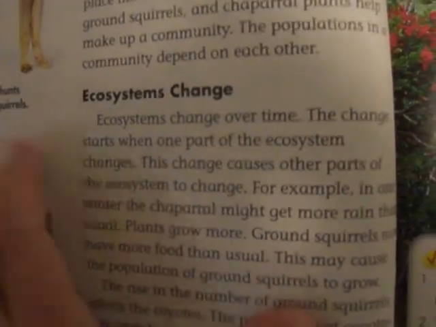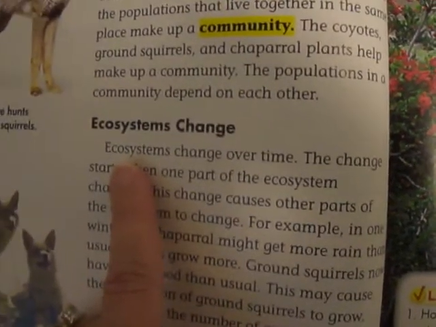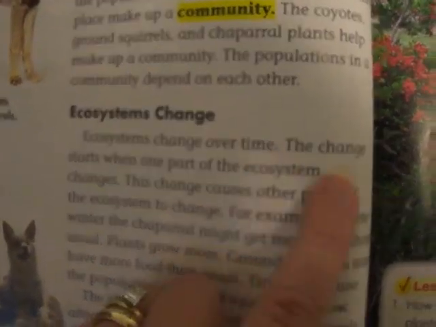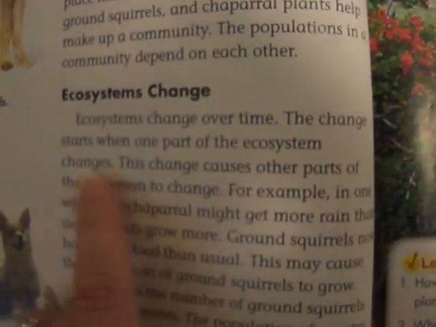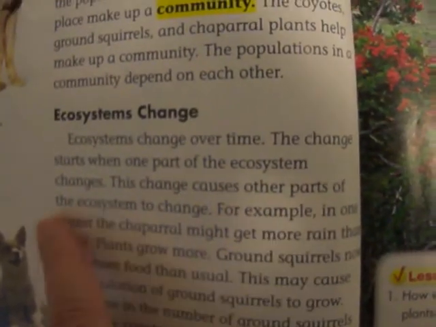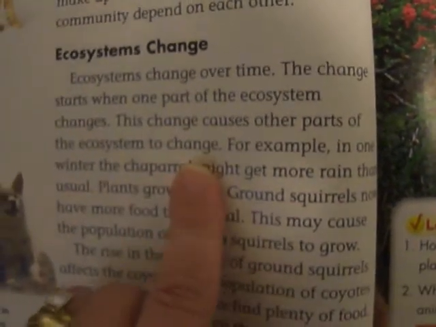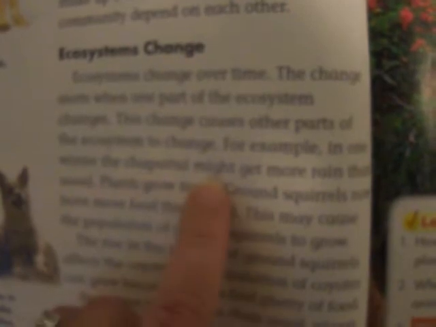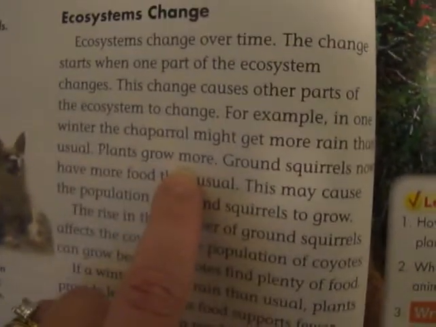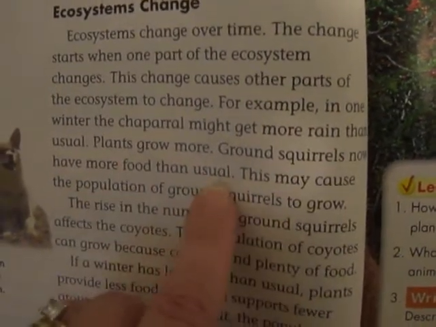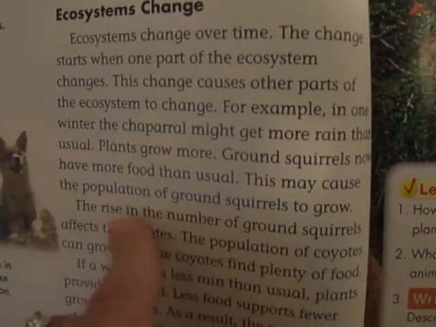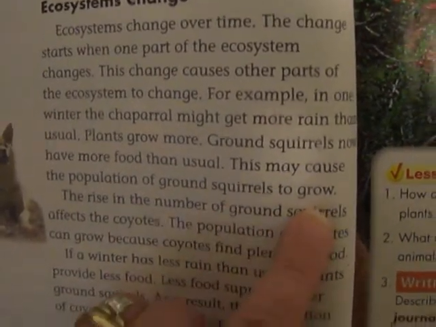Ecosystems change. Ecosystems change over time. The change starts when one part of the ecosystem changes. This change causes other parts of the ecosystem to change. For example, in one winter, the chaparral might get more rain than usual. Plants grow more. Ground squirrels now have more food than usual. This may cause the population of ground squirrels to grow.